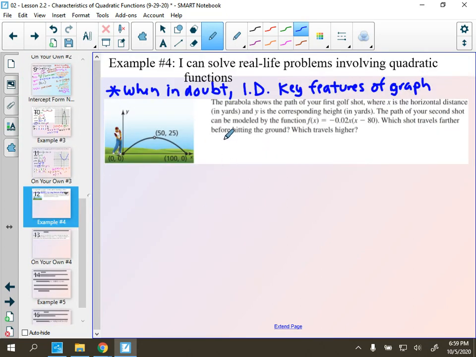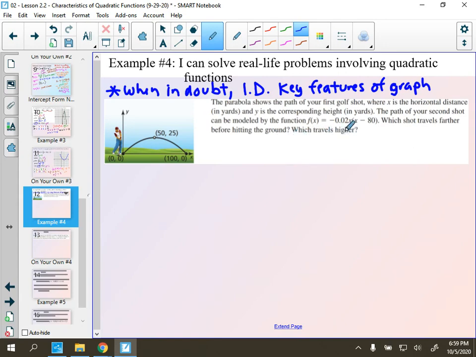Let's read what's going on here. I know it's small, but if you're watching at home on your Chromebook, you should be able to see it. The parabola on the left shows the path of your first golf shot. So we're out golfing, I hit the golf shot, and it took on a shape just like that, where x is the horizontal distance in yards and y is the height in yards. The path of our second shot can be modeled by this function. Decimal, negative number, not so nice looking. Which shot travels farther before hitting the ground?